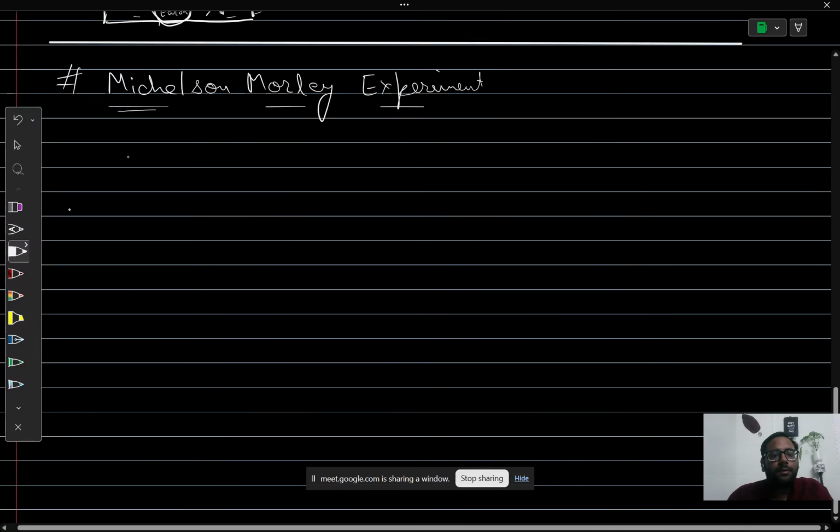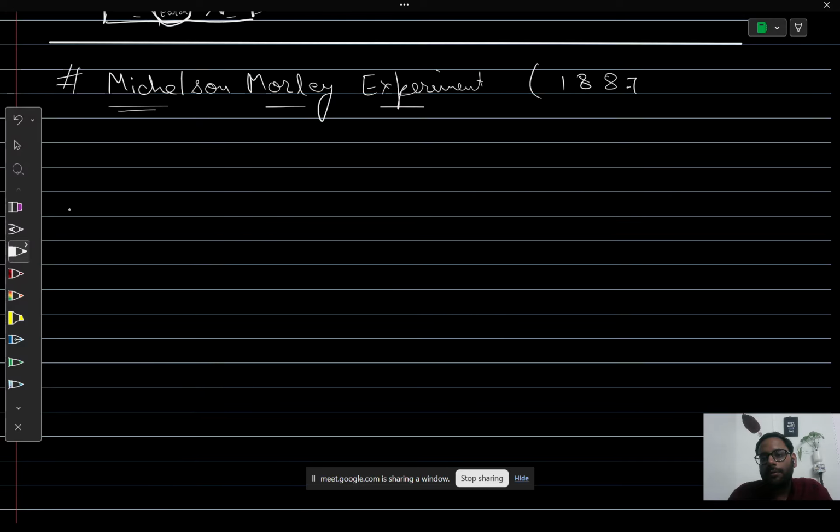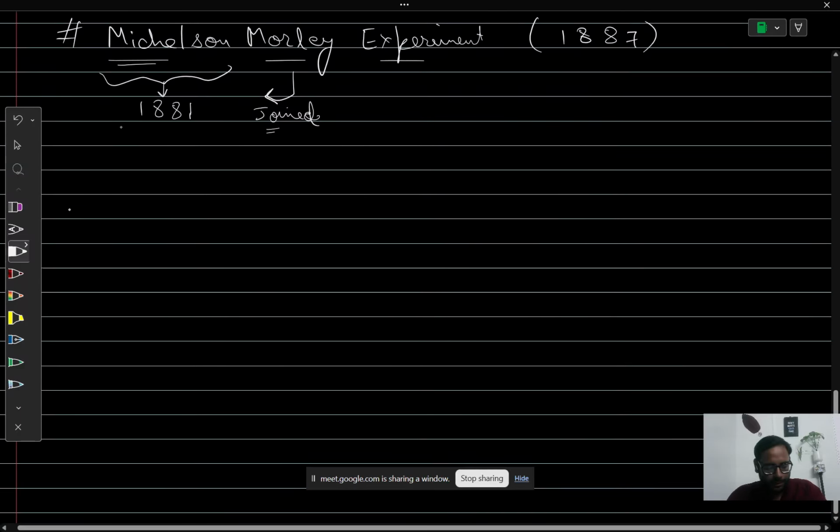Firstly, Michelson alone thought of this kind of experiment in 1881, but then Morley joined him later on. That's why it is called the Michelson-Morley experiment.